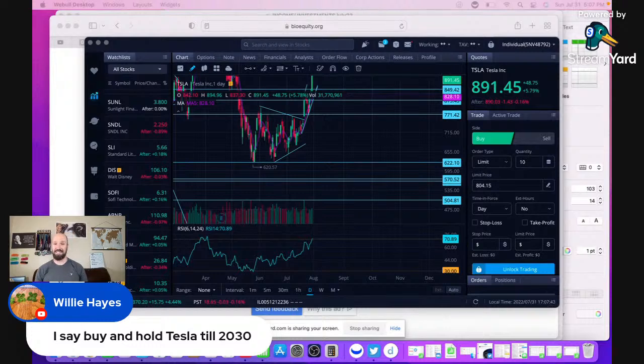I still don't plan on selling any unless, of course, we get some catastrophic information or all of a sudden Optimus and AI just go kaput, and then that may change my mind. But my valuation model is based on just EVs at the moment. So going to 2030, I'm still happy with those numbers.